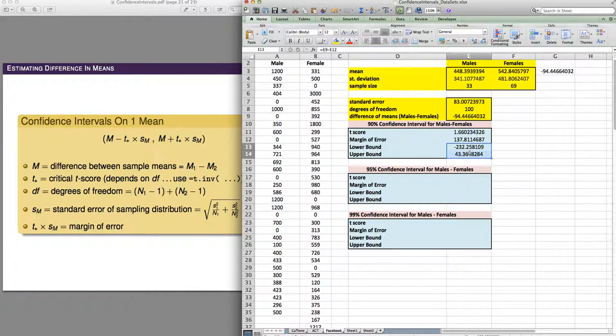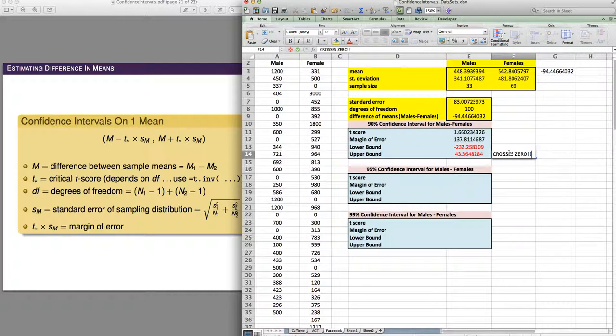Now this is fascinating to me. So we've got this sample, and in the sample, the difference was the females have about 95 more friends than the males. But my confidence interval crosses 0. That tells me it's entirely plausible that the males and the females have the same number of friends, or maybe even it's plausible that the males have more friends. All of these things are possible since we cross 0.